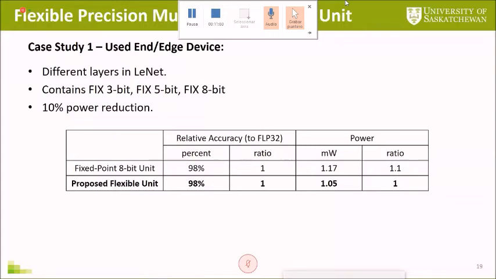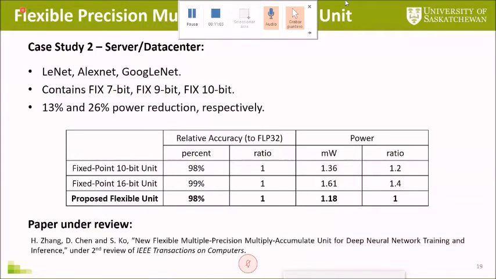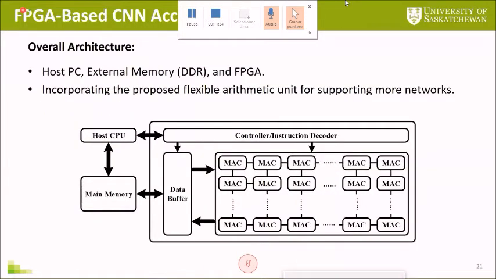And the second case study is on the server data center side: LeNet, AlexNet, and GoogleNet. It contains fixed 7, 9, and 10-bit. So our proposed flexible unit can dramatically reduce the power consumption compared to 10-bit. This paper is in the second revision of IEEE Computer, and this one has a lot of interest from the reviewers. So my final goal is to build the whole CNN accelerator on an FPGA.